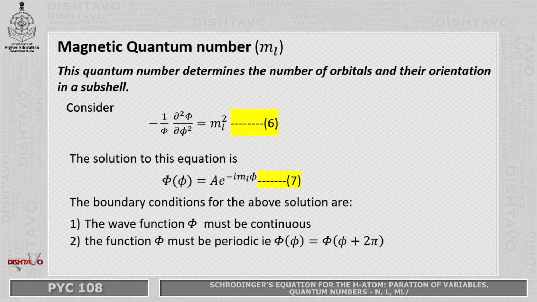Magnetic quantum number ml determines the number of orbitals and the orientation in a subshell. So we consider equation 6, minus 1 upon phi d square phi by d phi square is equal to ml square. The solution for this equation is phi, which depends upon variable phi, is equal to A e raised to minus i ml phi, equation 7. There are boundary conditions that the above solution must satisfy. The first one is that the wave function phi must be continuous. The function phi must be periodic, that is phi of phi is equal to phi of phi plus 2 pi.